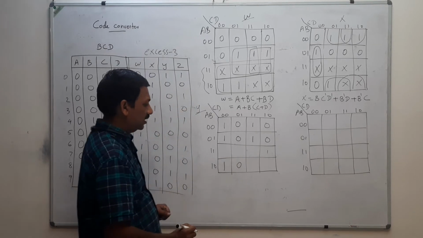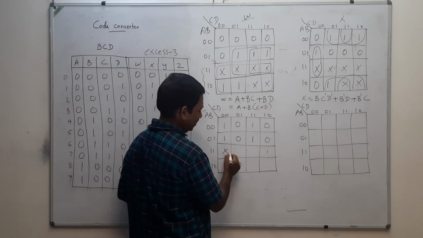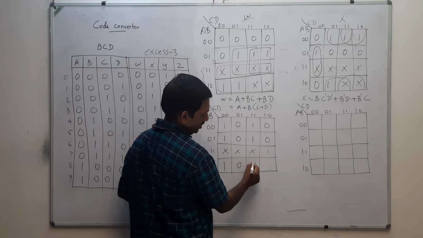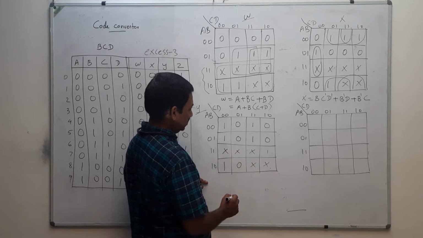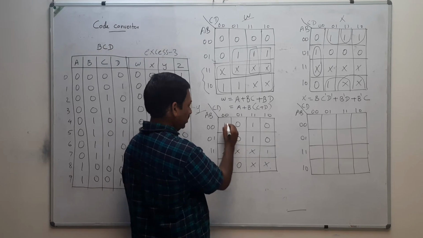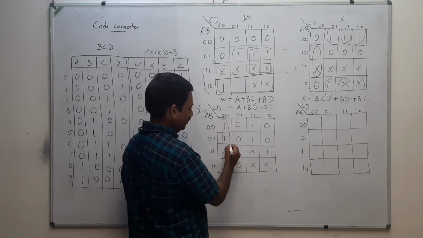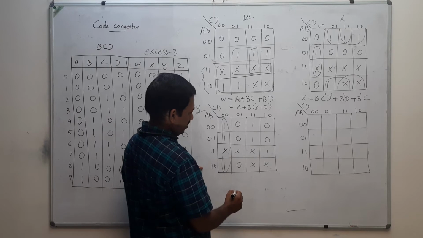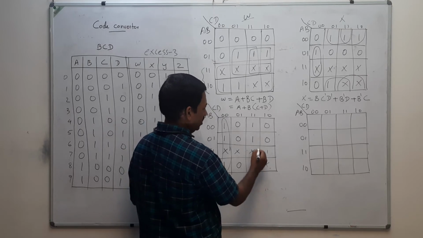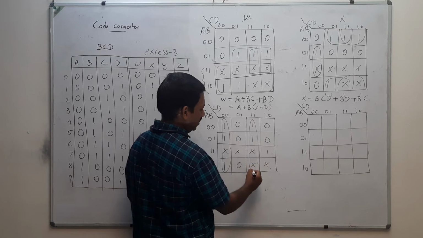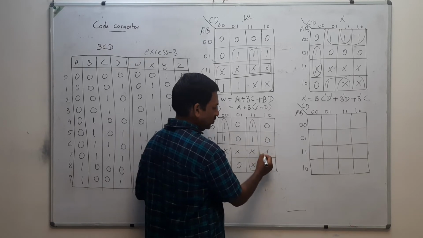All the remaining elements are X. That means X, X, X, X, X. Now, when you are making groups, here 3 of them are included here. Now, here you have another 3 included. 1, 1, 0 is also X.